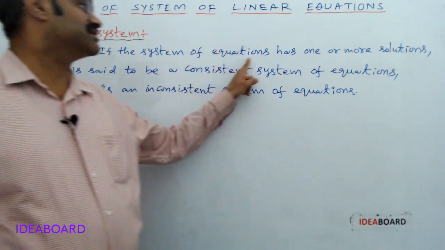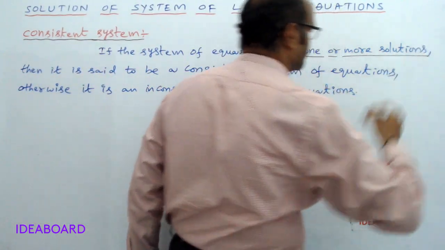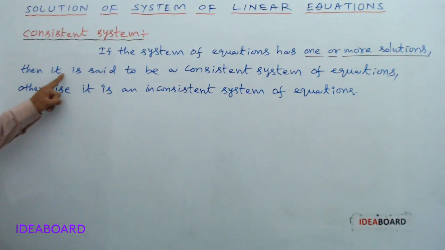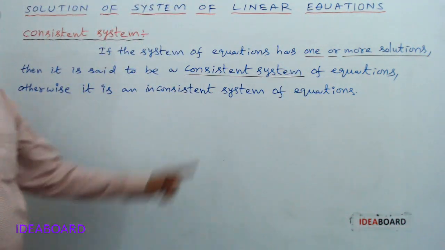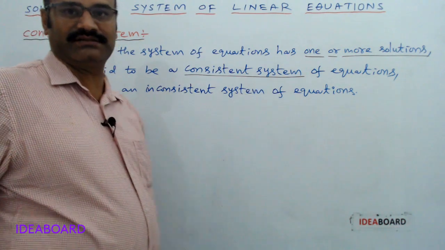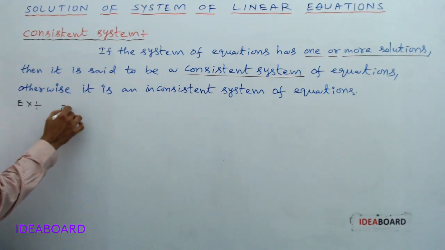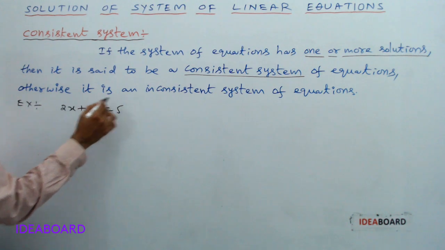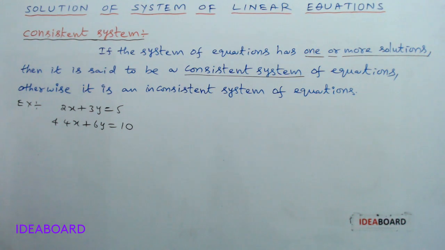If the system of equations has one or more solutions, then it is said to be a consistent system of equations. Otherwise, it is an inconsistent system of equations. For example, take 2x plus 3y equal to 5 and 4x plus 6y equal to 10. In this case, x equal to 1 and y equal to 1 is one solution.